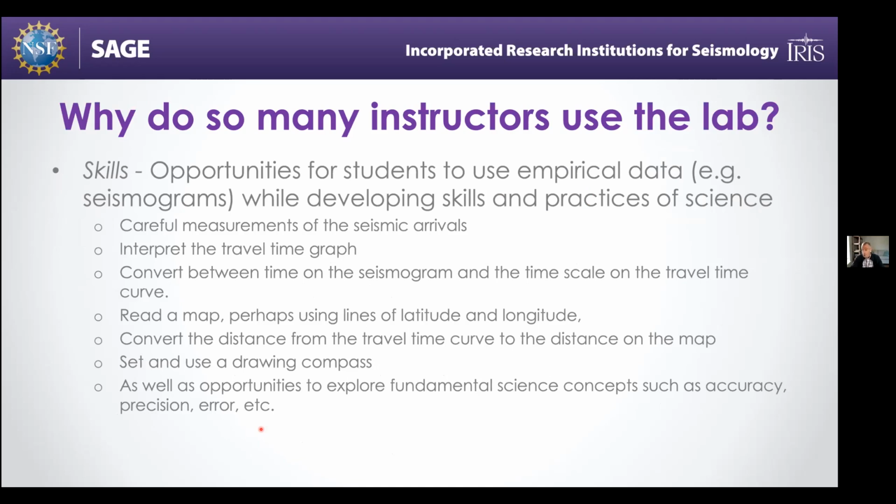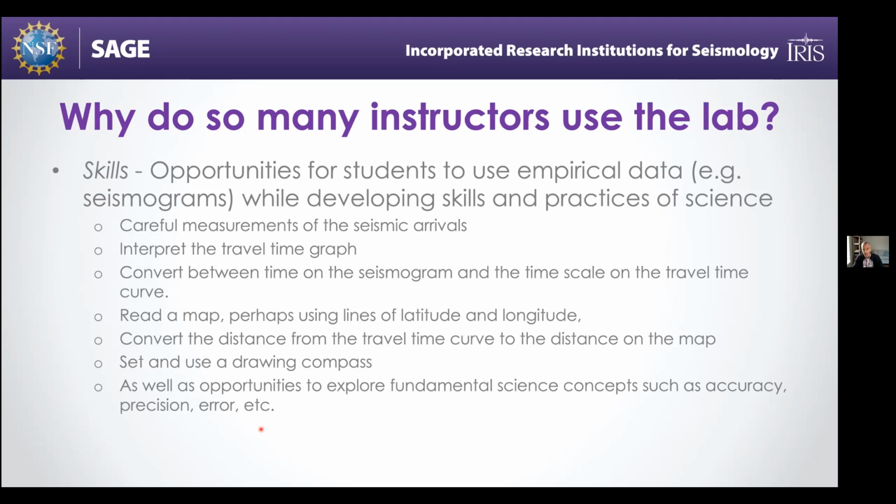And finally, an important one that in some of my conversations with some peers about why we've been using this lab for so long is that it has a lot of skills in it, right? When you do this S-P location lab, students get to develop skills like they have to make really careful measurements of when the P waves occur. They have to make interpretations of a graph, so they have to be able to read the travel time graph. They have to make conversions between the time on the graph and the time scale that's on the travel time curves.